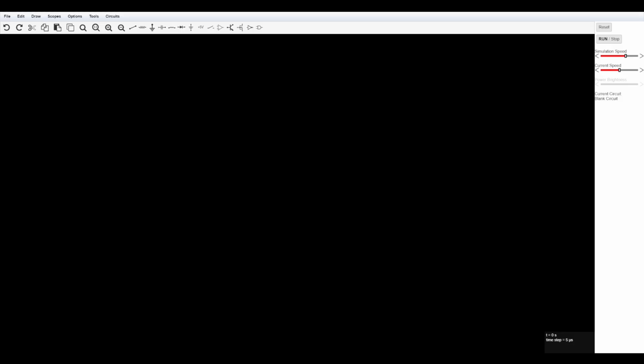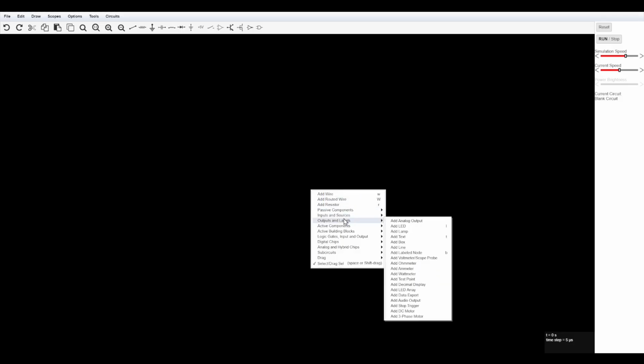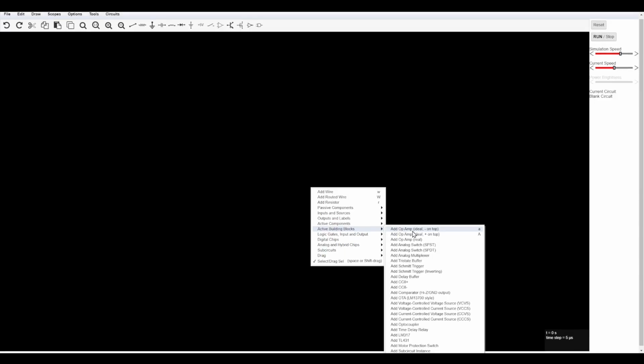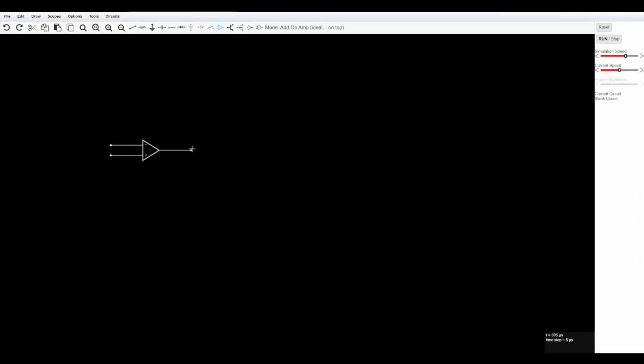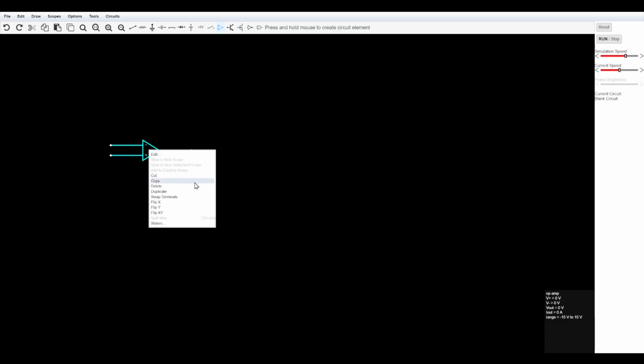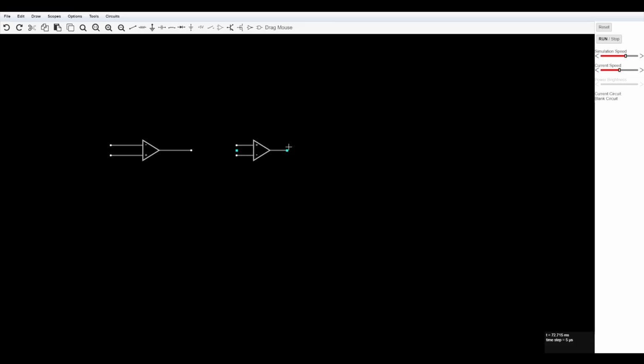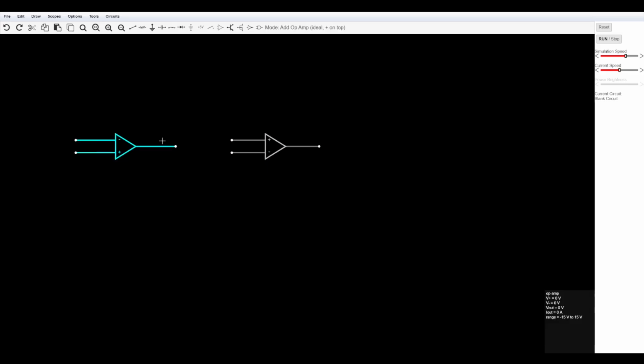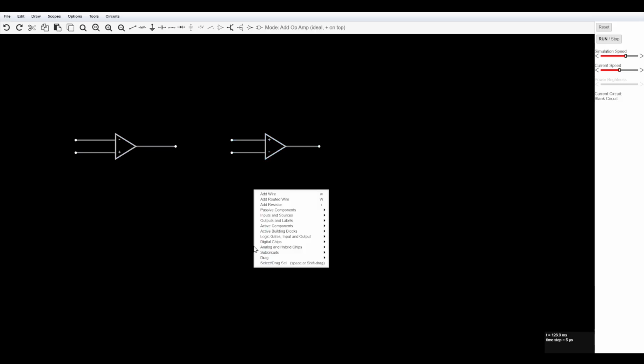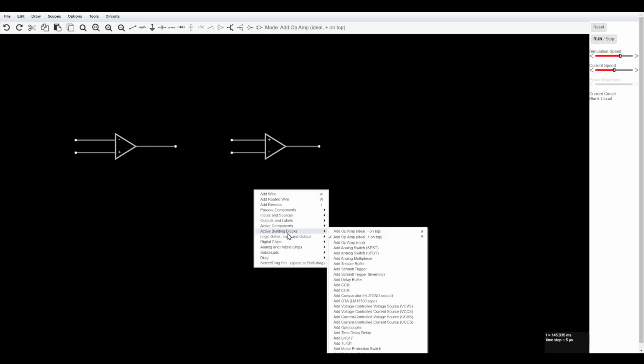All right, let's take a look at Falstad and what our options are. We actually have a little bit more here. So we've got our ideals. And in this case, we don't even have to flip. We actually have two options. But the idea is the same. You got your output, you've got your inverting inputs, you've got your non-inverting inputs. So that's still pretty simple.